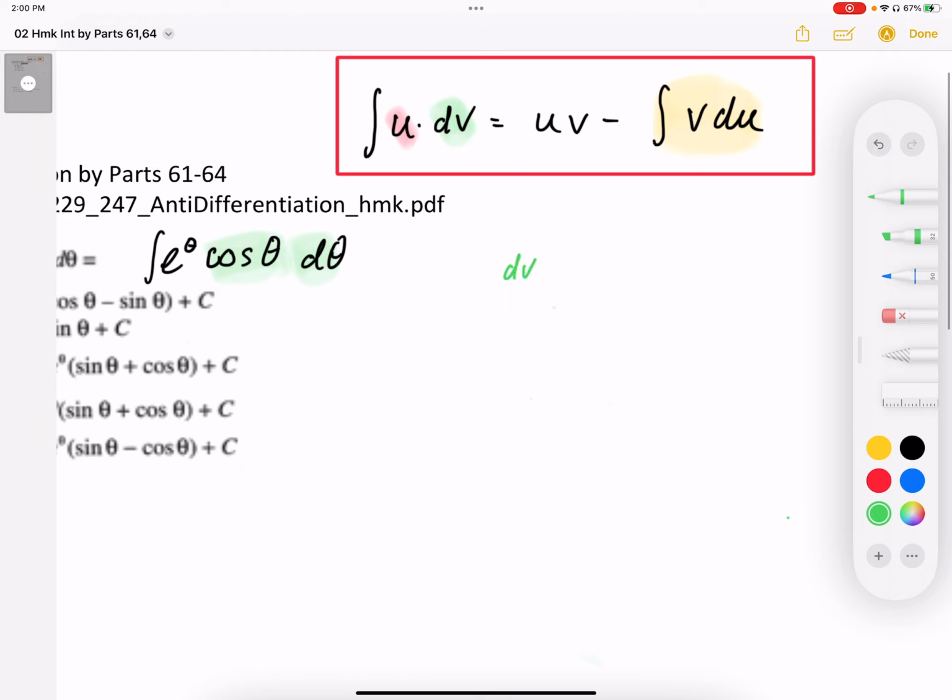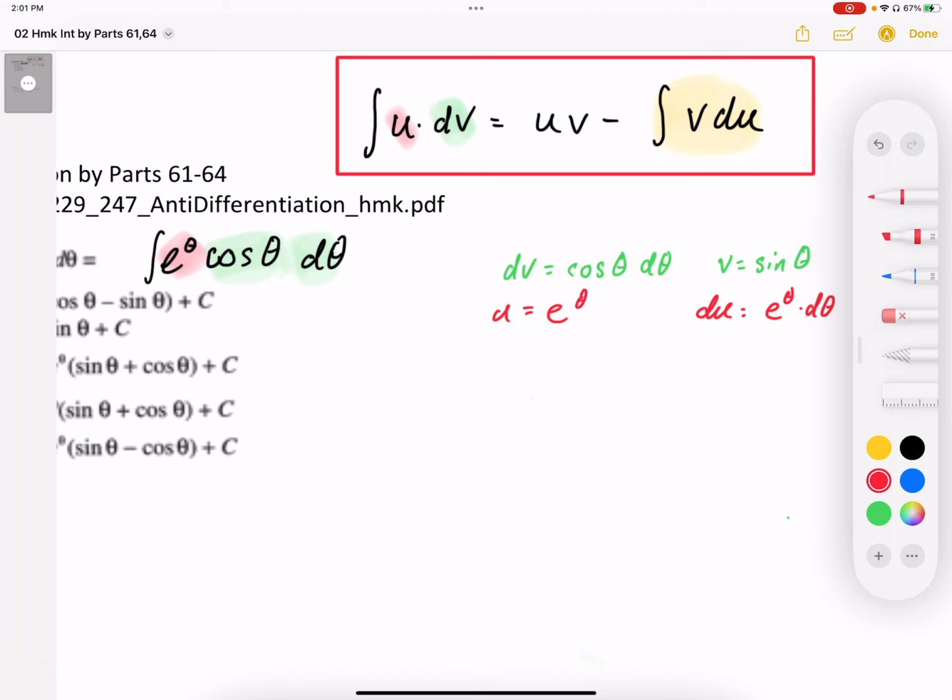So I've selected my dv, I integrate this so that I generate a v term. And then I need to choose a u term, which is the remaining part here. There's my u, and I'm going to differentiate this to generate my du. So the du part is just e^θ dθ.